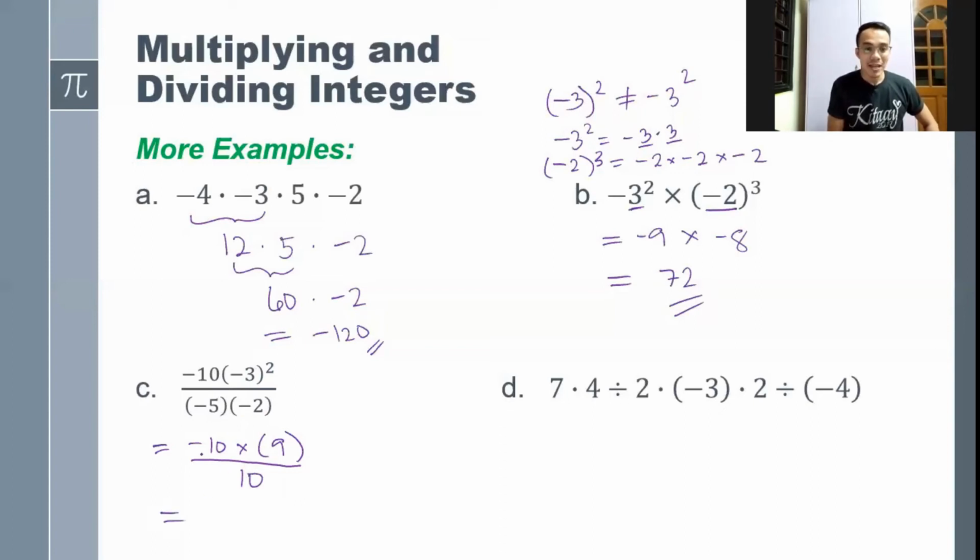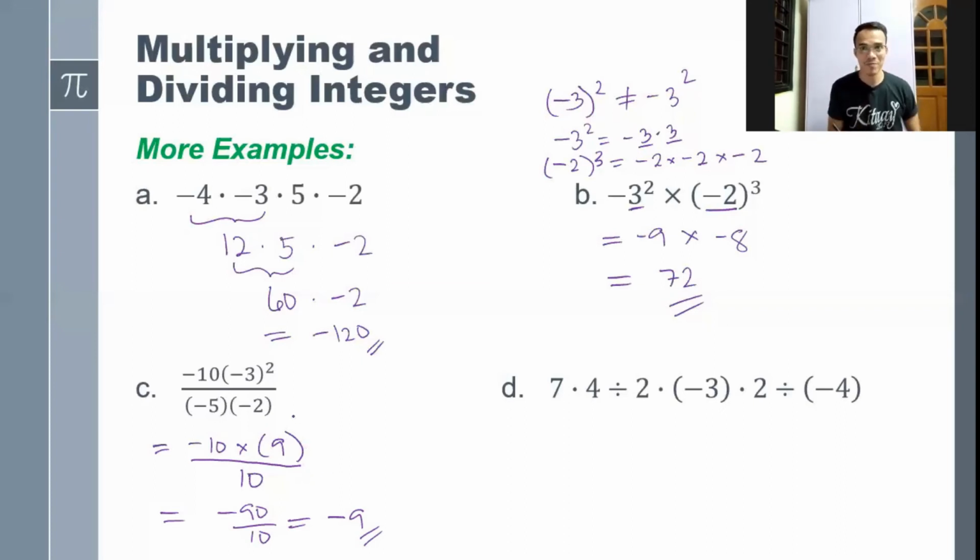Equals negative 10 times 9 is negative 90 over 10. You're dividing here two numbers with different signs. The final answer should be negative, and 90 divided by 10 is 9. You can apply the cancellation here before you divide or multiply the numbers.